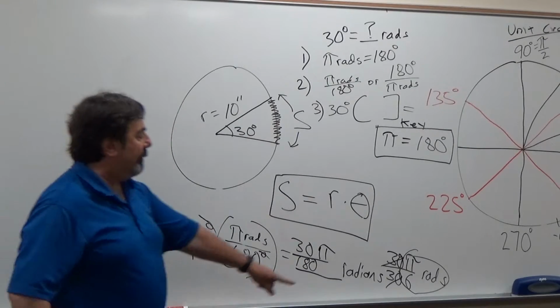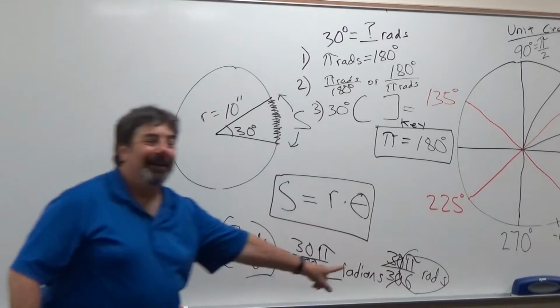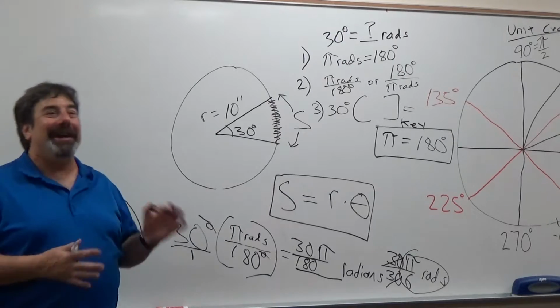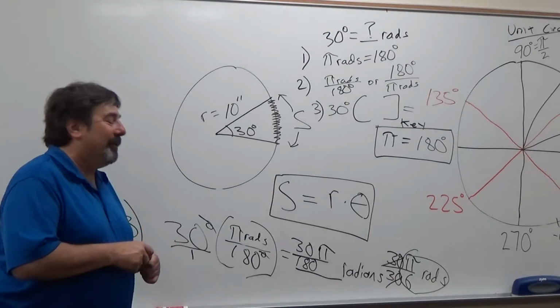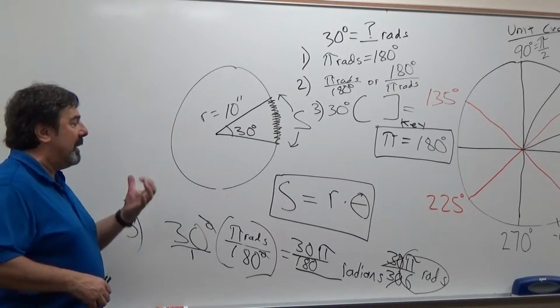30 degrees is equivalent to what? Pi over 6 radians. Good job, pi over 6 radians. Yeah, we don't say pi radians over 6, but good job. Pi over 6 radians, nicely done.